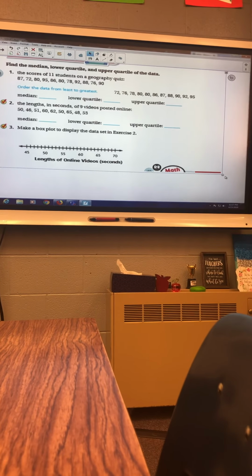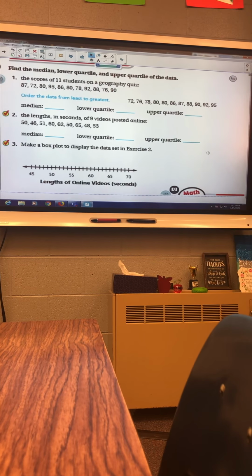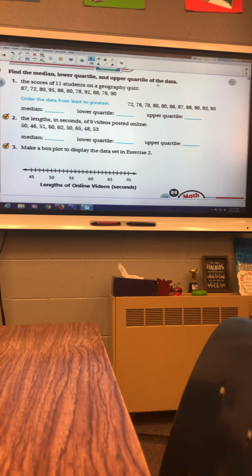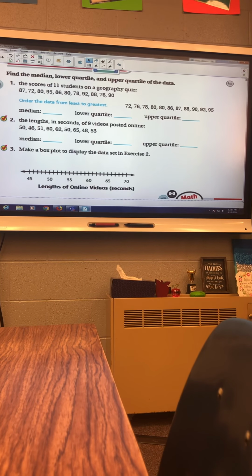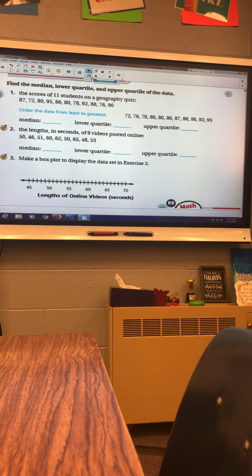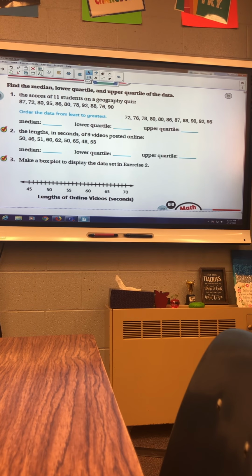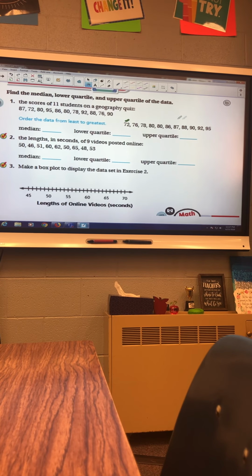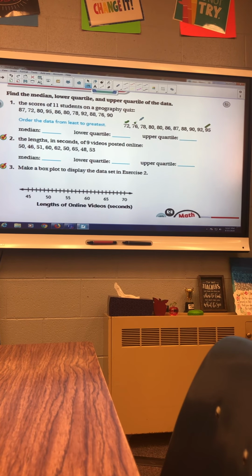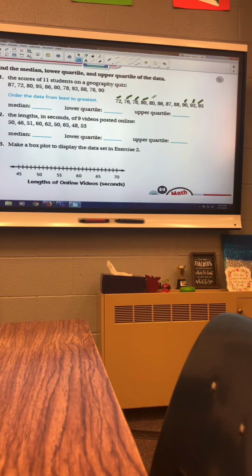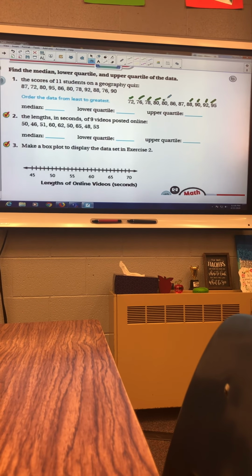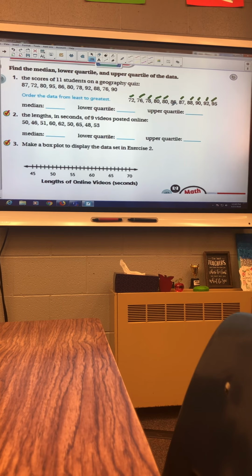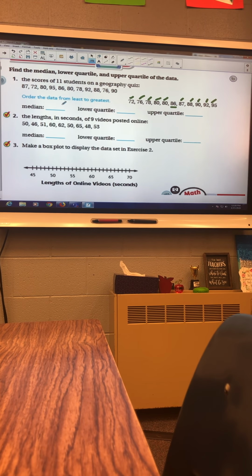So this is share and show. Okay. So find the median, lower quartile, and upper quartile of the data. So they were nice enough on number 1 to put them in order for us. So the median, I go left to right. So left, right, left, right, left, right, left, right, left, right. So I have 1 in the middle. So your median is 86.